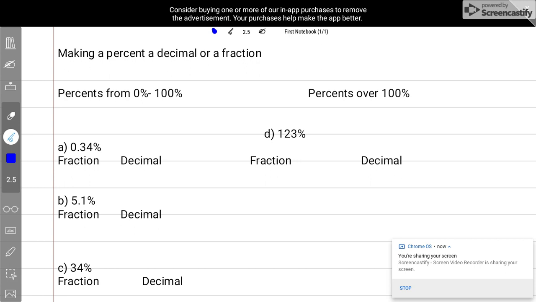Hey guys, welcome back. Today we're going to be talking about how to take percents and turn them into either a fraction or a decimal in order to solve problems.